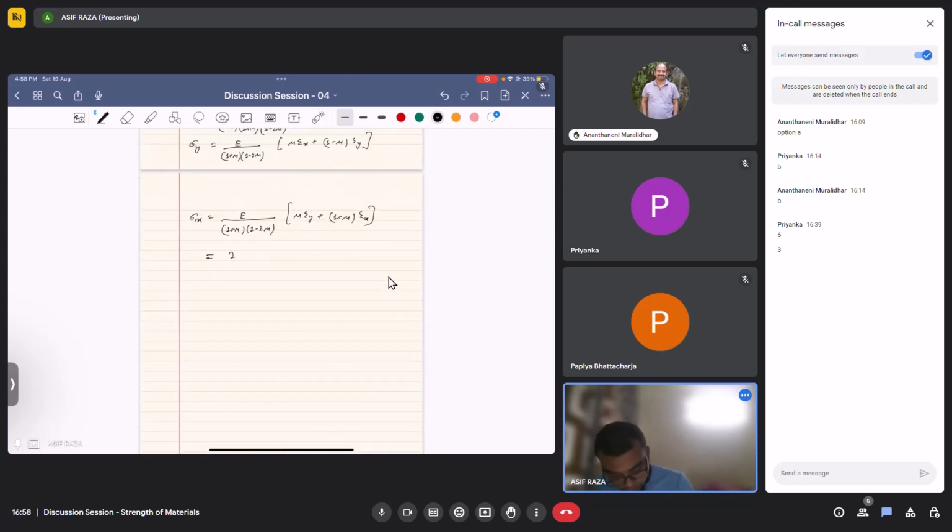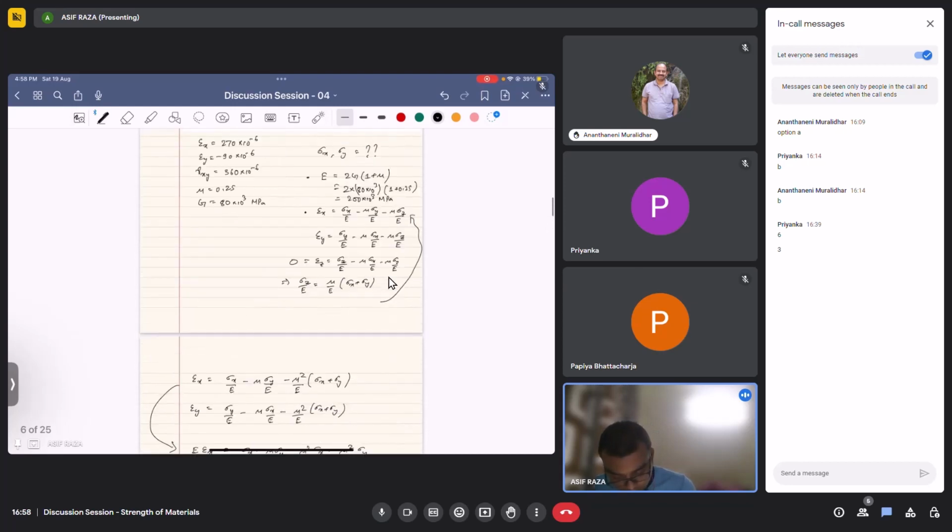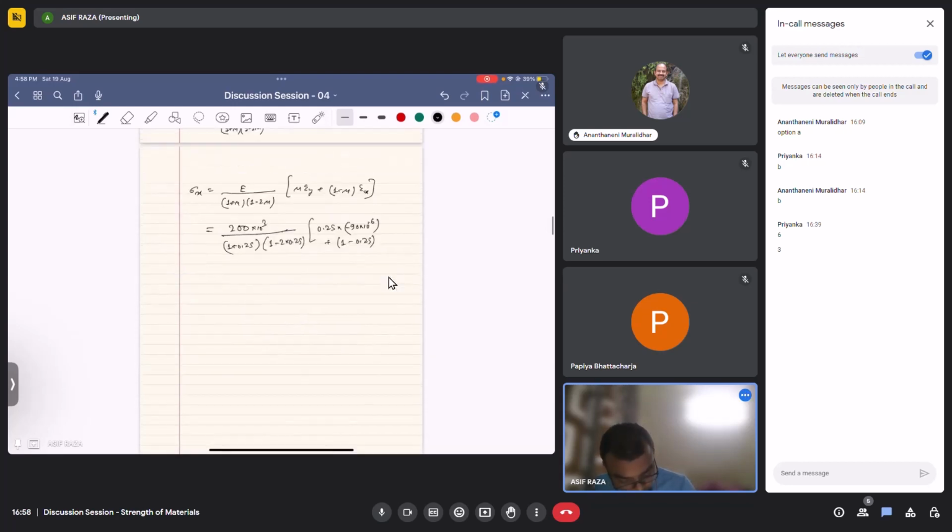So this is 200 into 10 to the power 3 over (1 plus 0.25)(1 minus 2 into 0.25), times [mu is 0.25, epsilon y is minus 90 into 10 to the power minus 6, plus 1 minus mu, that is 0.75, epsilon x is 270 into 10 to the power minus 6].